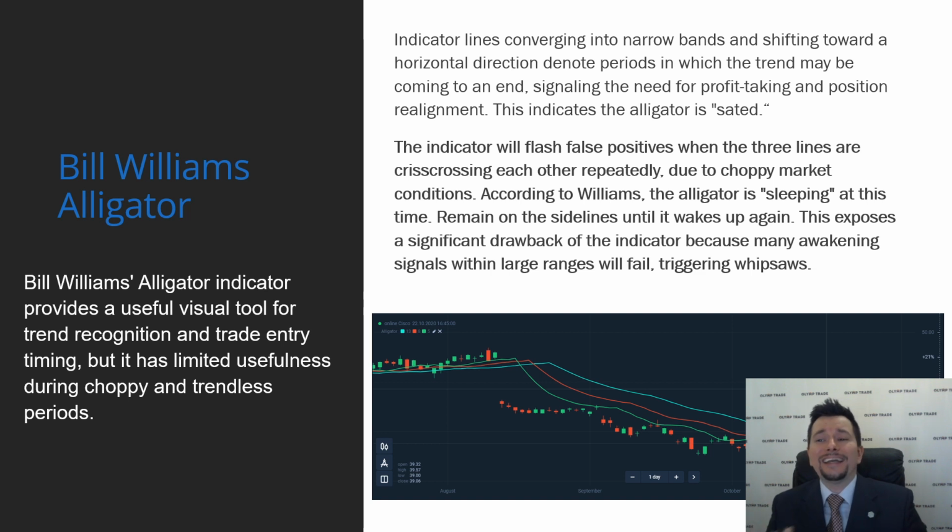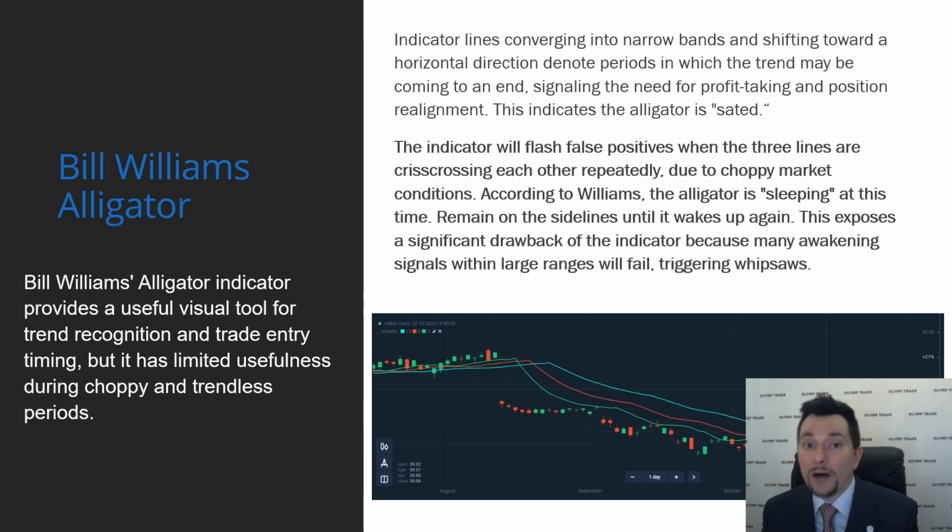The indicator can sometimes give you false positives when the lines are crisscrossing with each other repeatedly. What should you know during this period? You guys can barely see it there, but the lines down here in the graph are coming closer and closer together and then intertwining like this. That means that there's choppy market conditions. That means that the volatility is very high and it's very hard to judge where the spike will lead to.